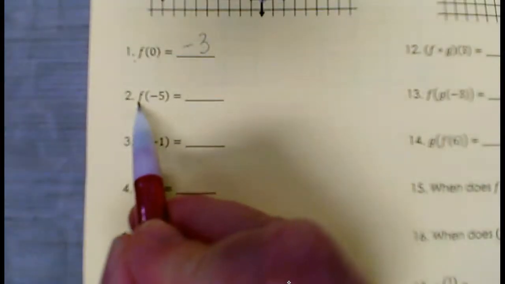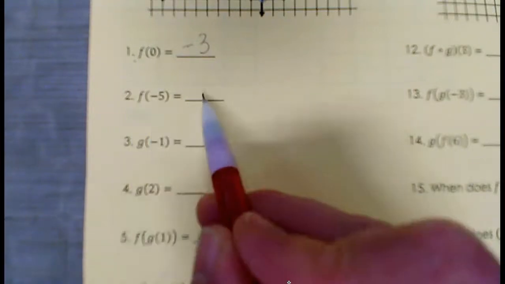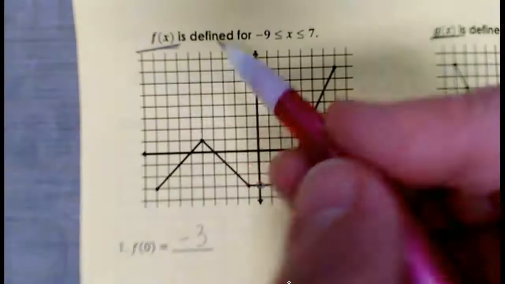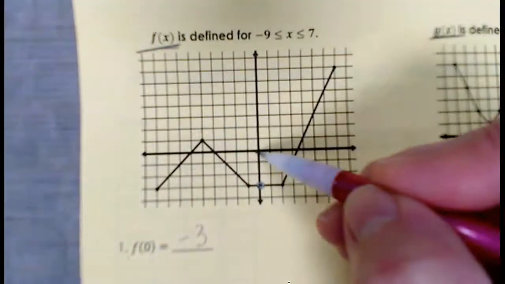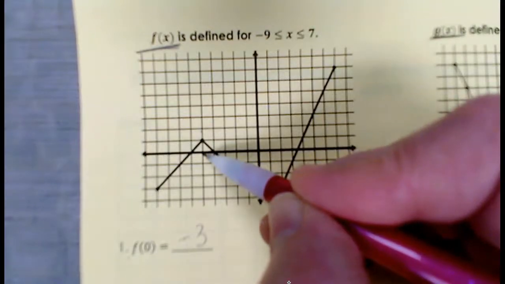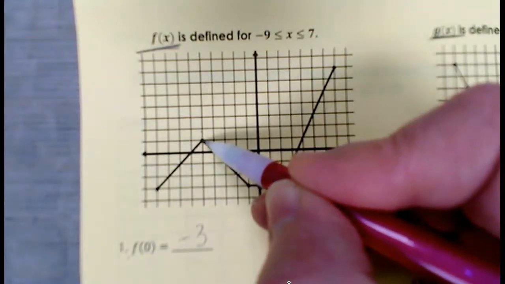-3, because I went down. This tells me on the graph called F, go to the x value of -5, find the y value. This is the graph called F, 1, 2, 3, 4, 5, -5, and the y value is 1.